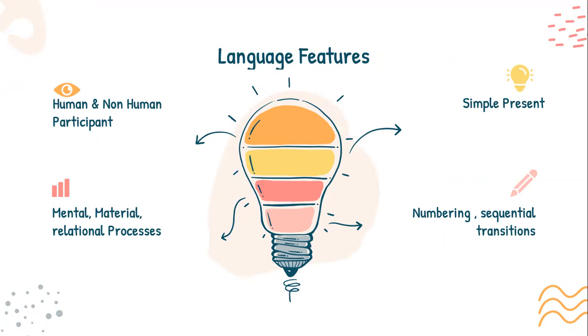Next is about language features. There are four points about language features. The first is human and non-human participants. The next is mental, material, and relational processes. And the third is simple present. And the last is numbering and sequential transitions.